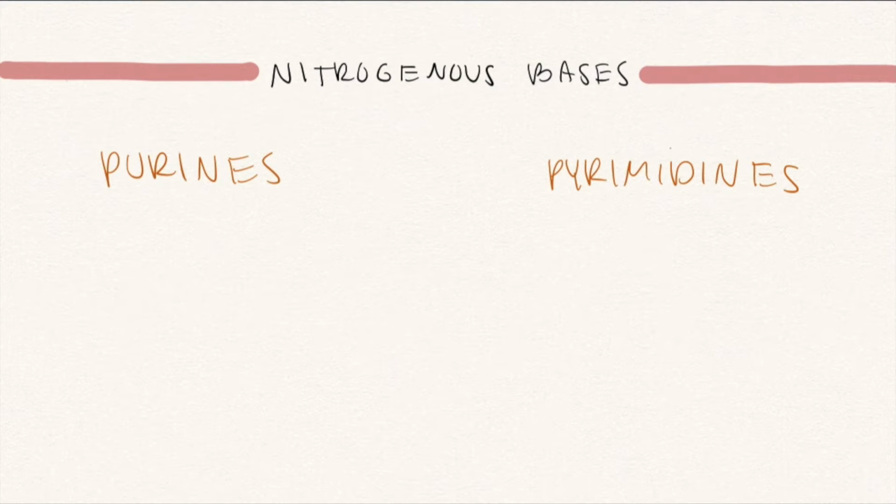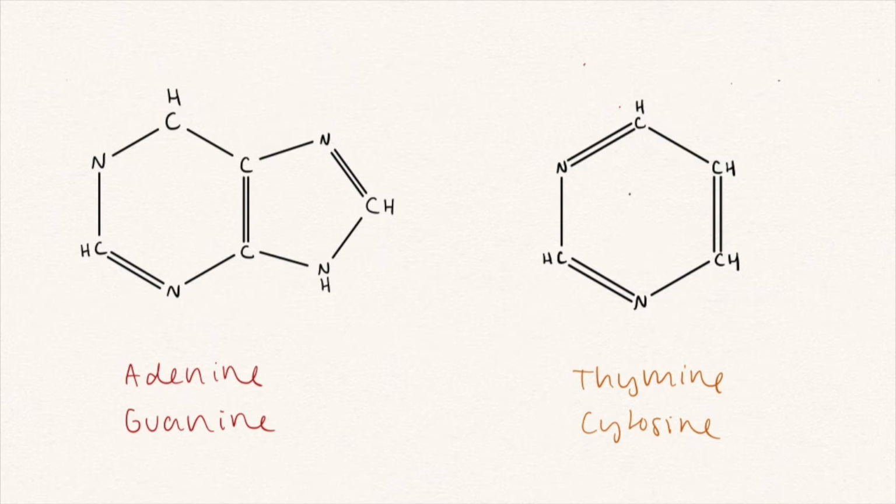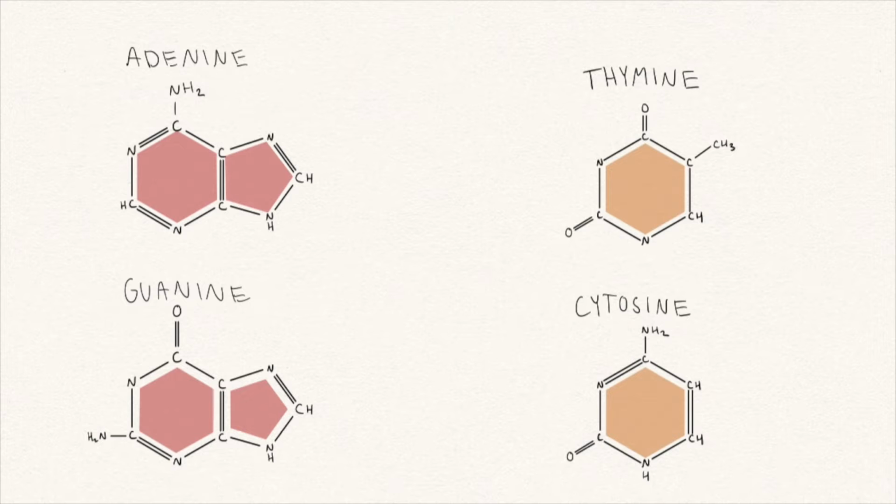The four bases fit into two different structural categories: purines and pyrimidines. Purines are double-ring structures, and pyrimidines are single-ringed. In DNA, the purines are adenine and guanine, and the pyrimidines are cytosine and thymine. There are smaller compositional differences within the categories to differentiate these bases.